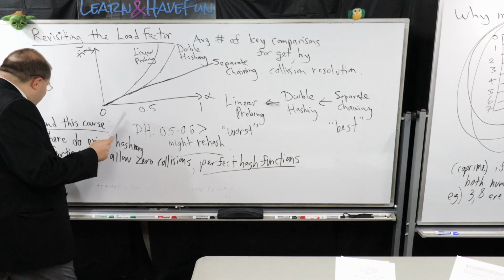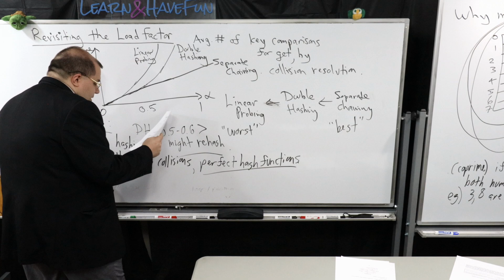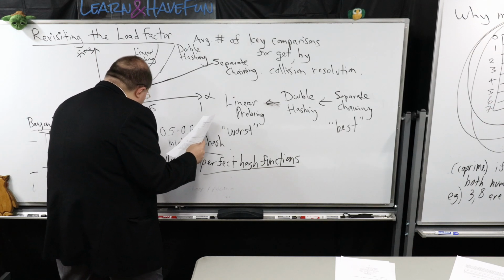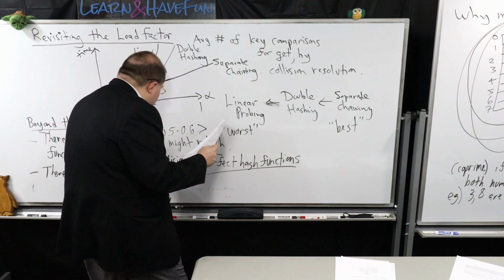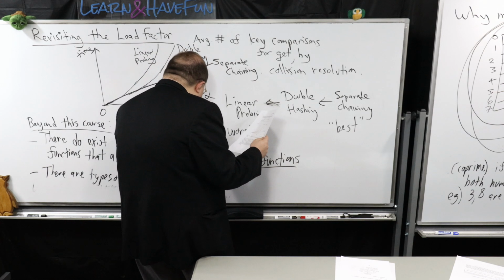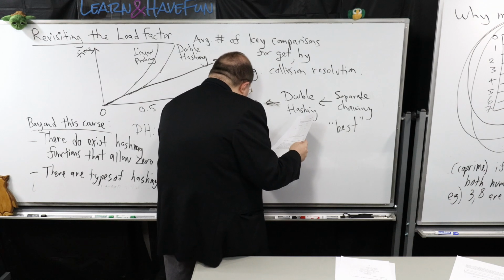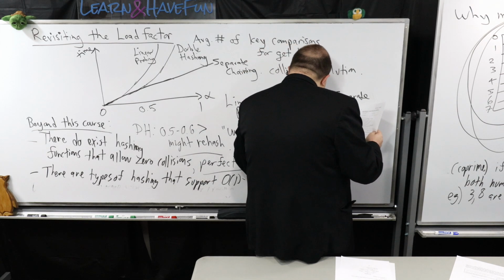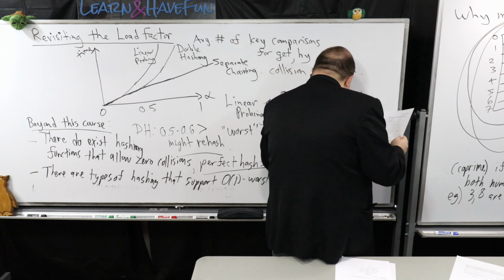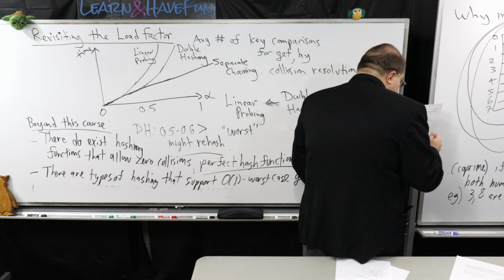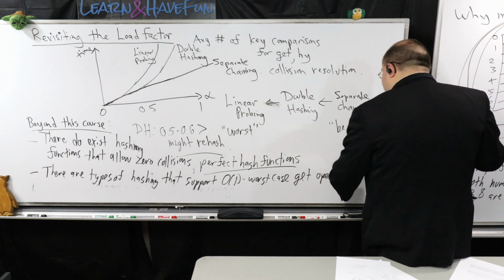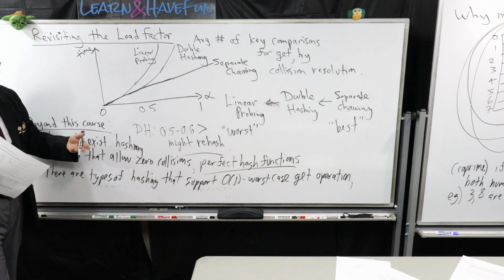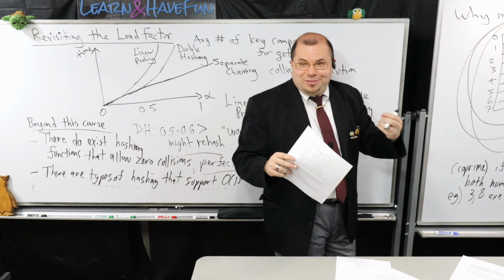I also want to say that there are types of hashing that support big O of 1 worst case get operations. So if you want to do get in truly big O of 1 time, these do actually exist as well. They are not nearly as complex as perfect hash functions, and they usually use some of the techniques that I showed you here. For example, it may use a secondary hash function.